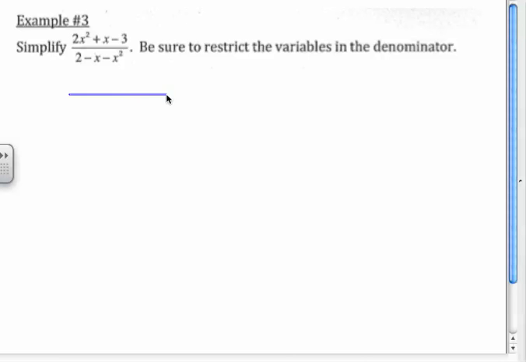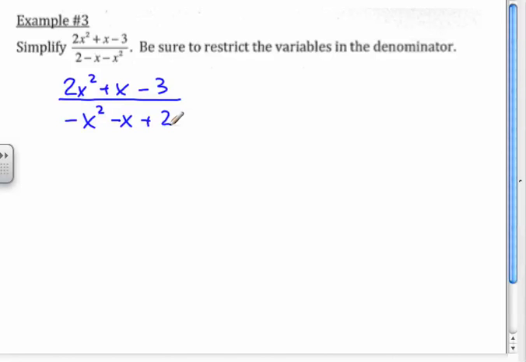Okay, the very first thing that I'm going to do is I need to rewrite the denominator so that it's in standard form. Whenever we write things in standard form, we're sure that we have everything in the same order. Okay, it helps us see when things are the same.